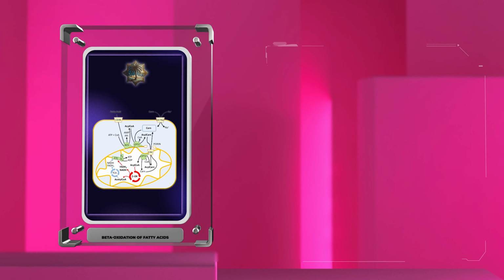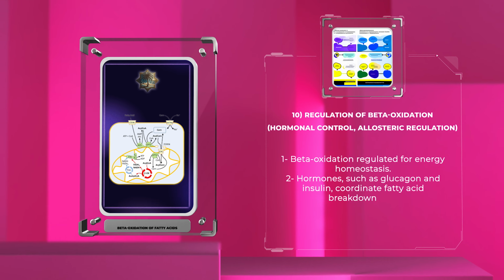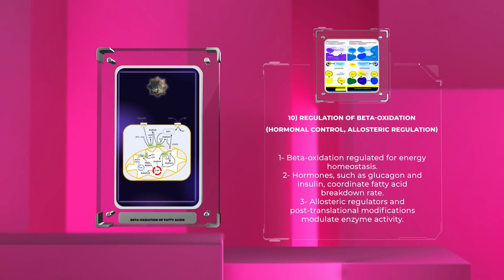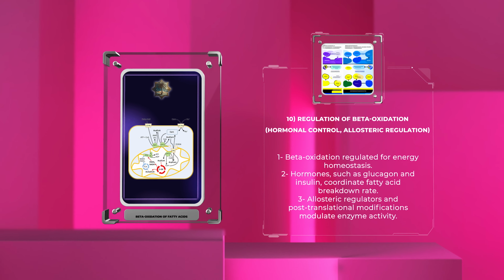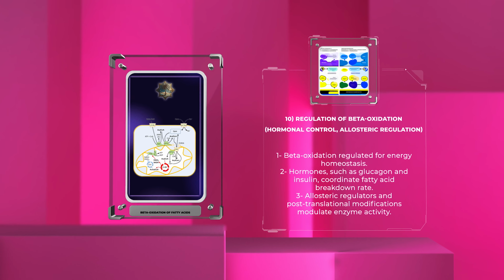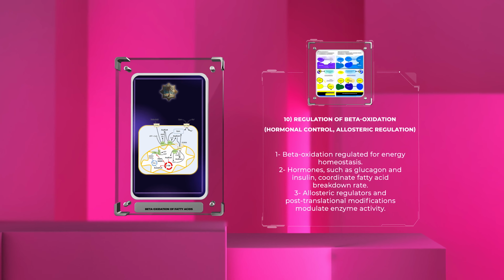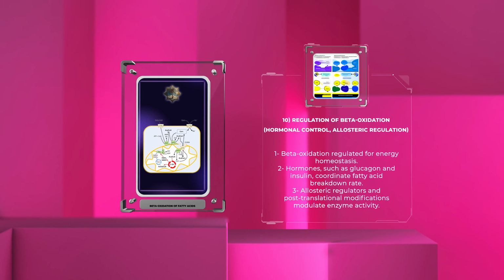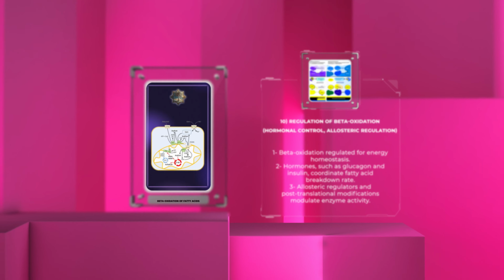The process of beta oxidation is tightly regulated to ensure energy homeostasis in the cell. Hormones, such as glucagon and insulin, play key roles in coordinating the rate of fatty acid breakdown. Additionally, allosteric regulators and post-translational modifications modulate the activity of specific enzymes involved in beta oxidation.